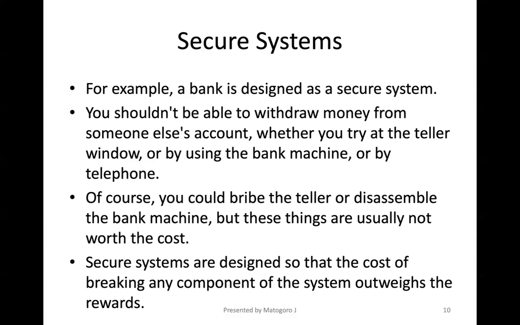If bank systems are not secure, then you may find people could just withdraw money from an account which they don't own. So for example, a bank is designed as a secure system. You should not be able to withdraw money from someone else's account, whether you try at the teller window, by using the bank machine, or by the telephone.